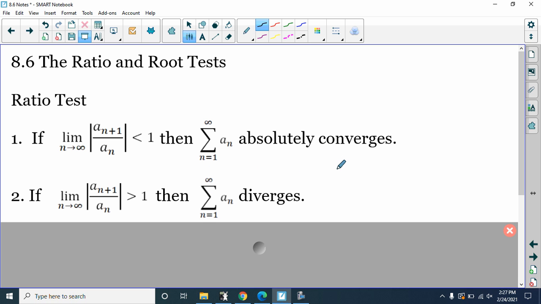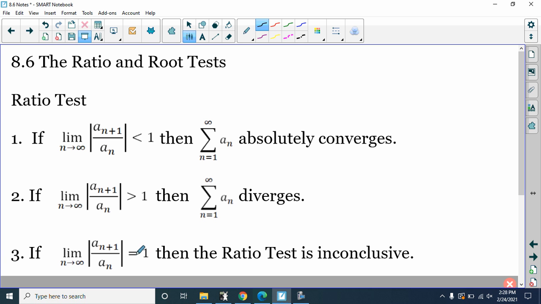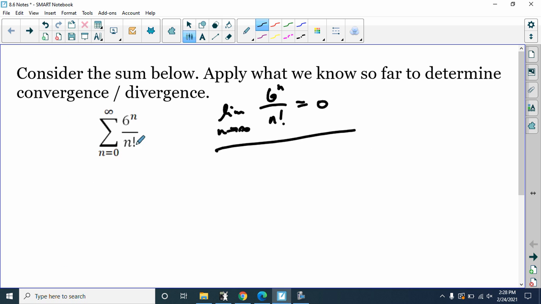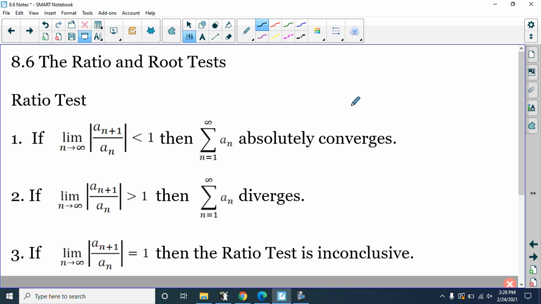If it gives us something greater than 1, then the series diverges. And if that gives us equal to 1, that means that the ratio test is inconclusive. There's going to have to be some other way that you do it. The ratio test works great for sequences that have factorials in them. Anytime you see a sequence or series that has factorials and we're trying to decide if it converges or diverges, we will be using the ratio test.